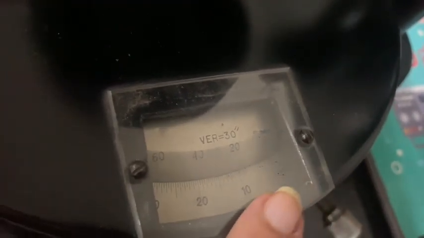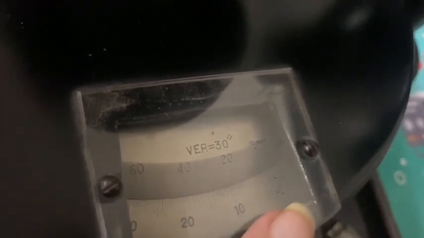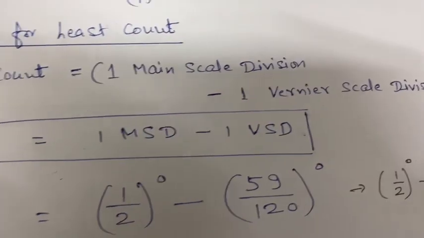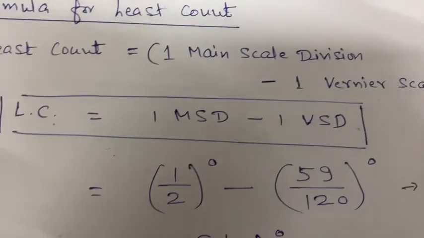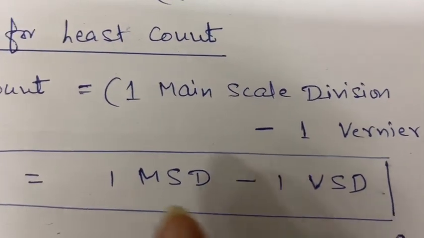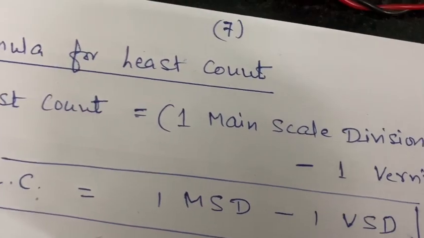In this apparatus there are two scales. One is the main scale, which is the circular scale calibrated from 0 to 360, and the calibration is in terms of degrees. There is a vernier scale which is marked from 0 to 60. The formula that we are going to use for finding the least count, which is also known as the vernier constant, is: least count equals 1 main scale division minus 1 vernier scale division, or 1 MSD minus 1 VSD. In the next step we will find the value of 1 VSD in terms of MSD, and then the value of 1 MSD in terms of degrees.